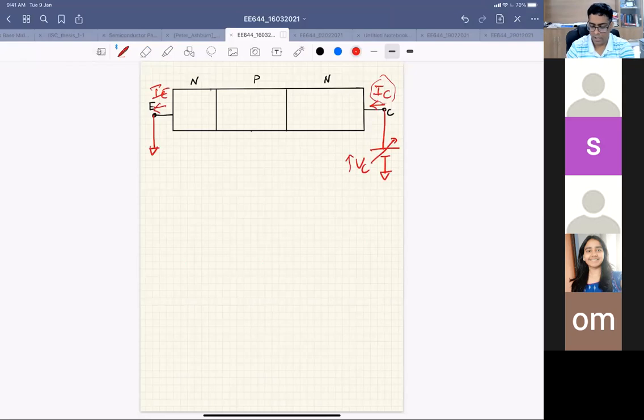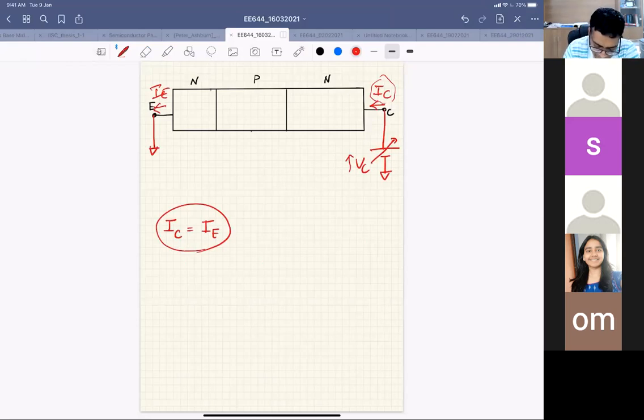But if you see, in this case, I could write down that because your base voltage is zero, your IC is mostly equal to IE because your base is open, right? Okay. So let's start with this.